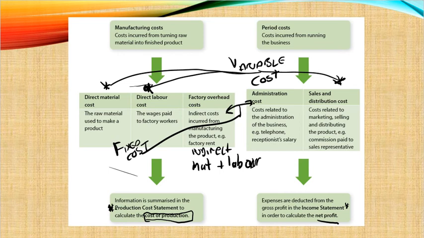Because it doesn't matter how much you produce, you still have to pay the admin staff and the factory overheads, because the rent of the factory and the electricity, everything that's in here, has to be paid whether or not you're producing 100 or 1,000 units.